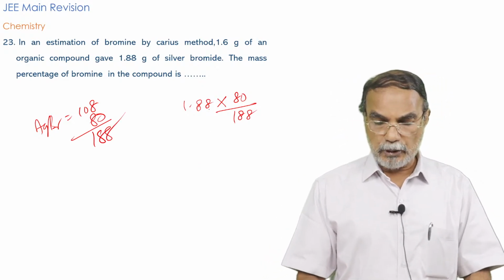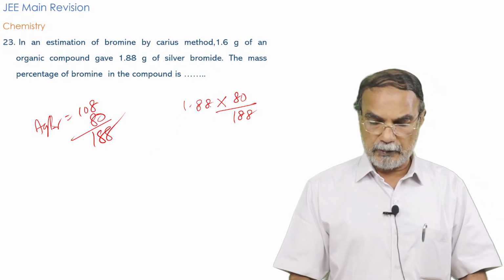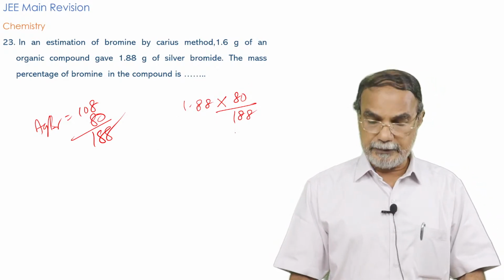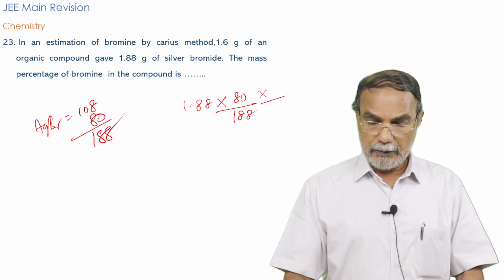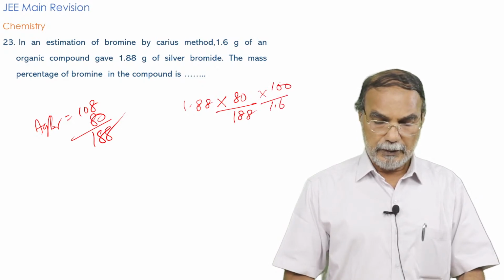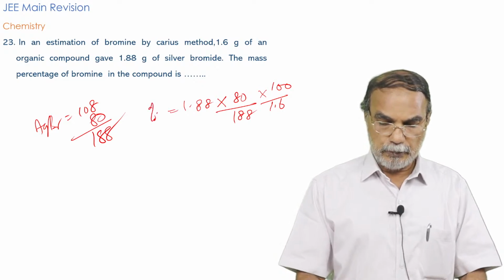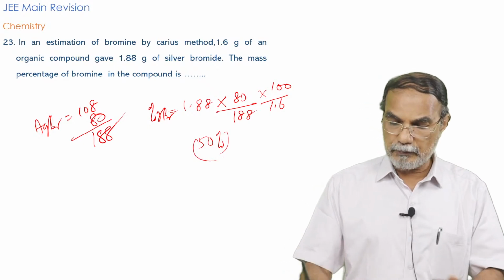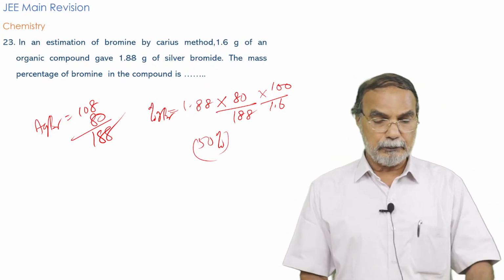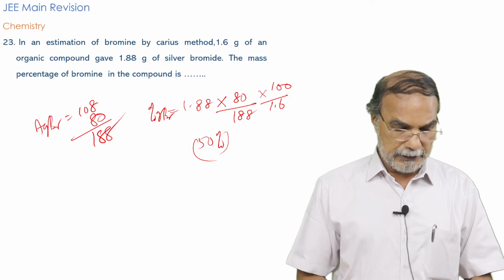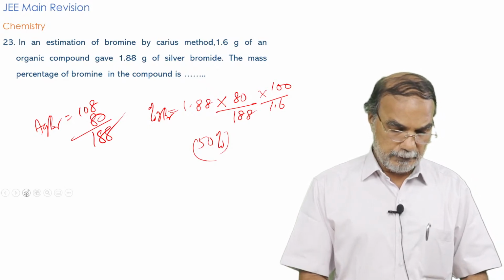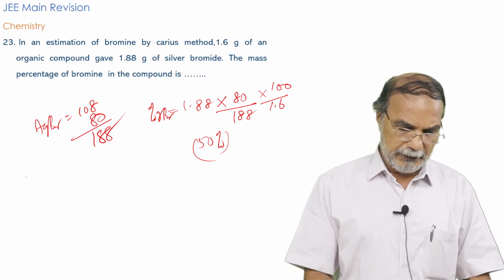So the mass of bromine in this much of silver bromide will be 1.88 into 80 by 188. So that divided by the mass of the compound 1.6 into 100 will be equal to the percentage of bromine, and this will work out to be 50%. You can do that. It is very simple. A 1 second calculation, 50%. That's the answer. So a very simple question, very straightforward, very direct question it is.